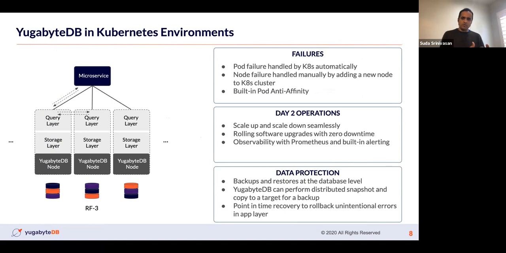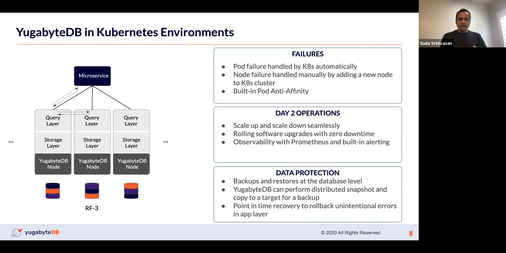Each node in a YugabyteDB cluster logically has two layers. You have the query layer, which is getting inbound queries and doing query optimization and so on. And then you have a storage layer that is actually storing the data. Both of these together form what's called a YugabyteDB node.